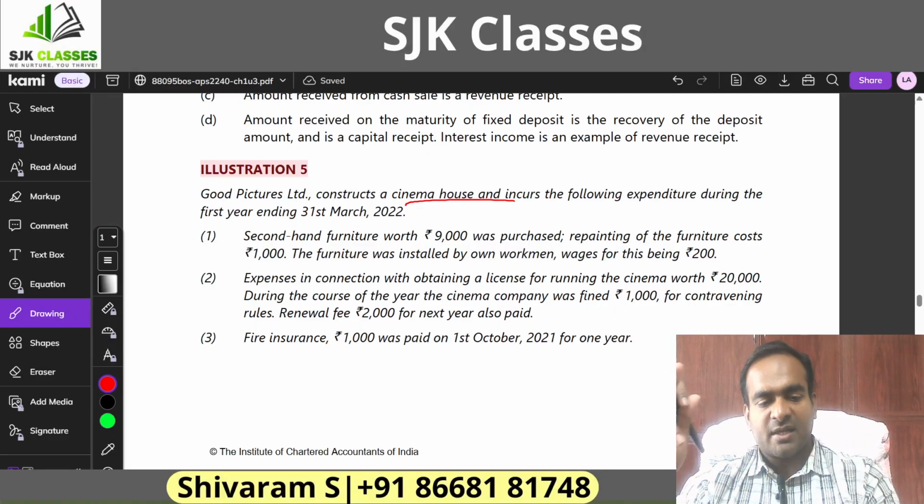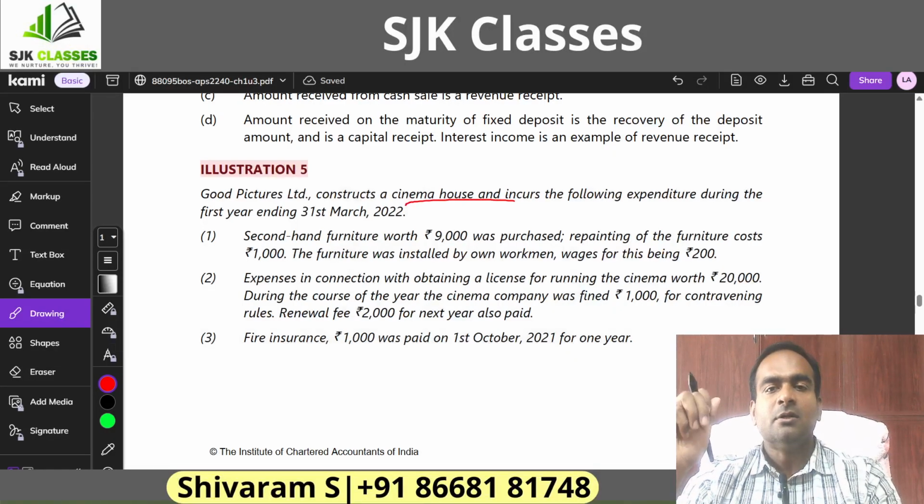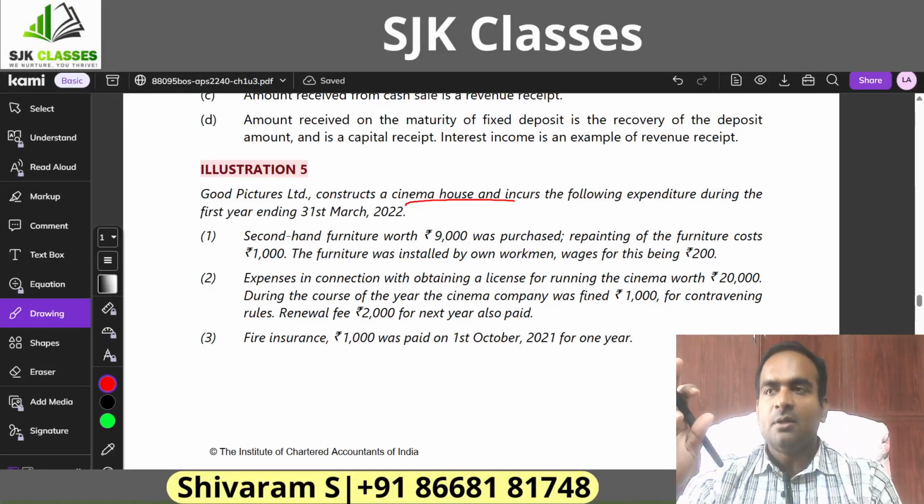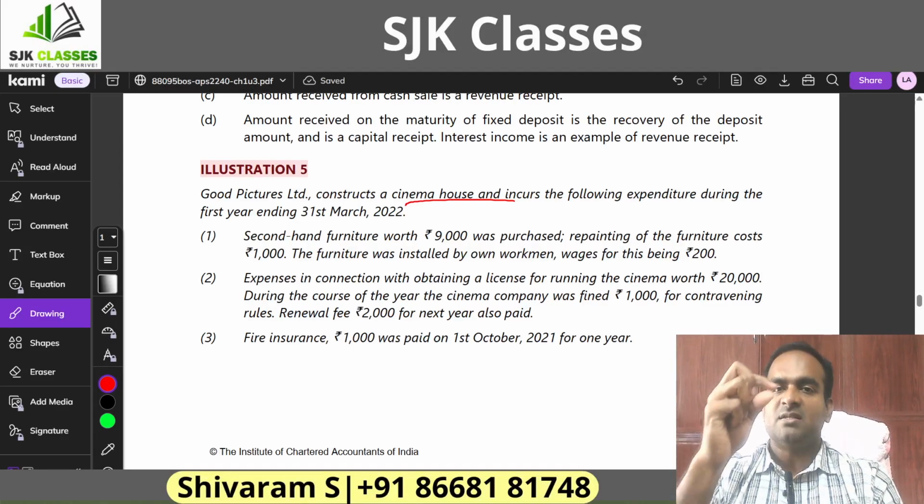To be classified as a capital expenditure, what is the condition? There are two conditions. What are those? The first one is that it should give us some long-term benefit. So if some long-term benefits are there, we will classify it as a capital expenditure.